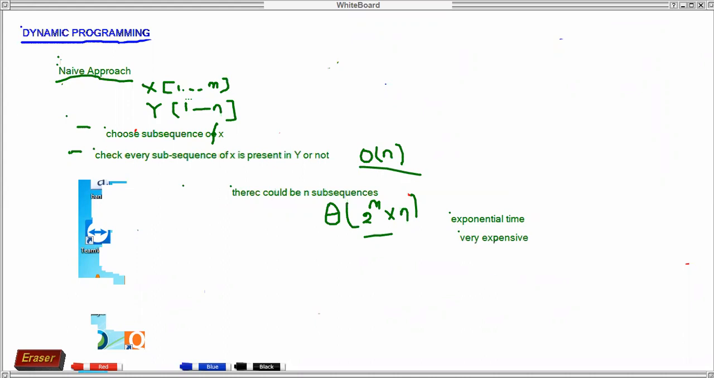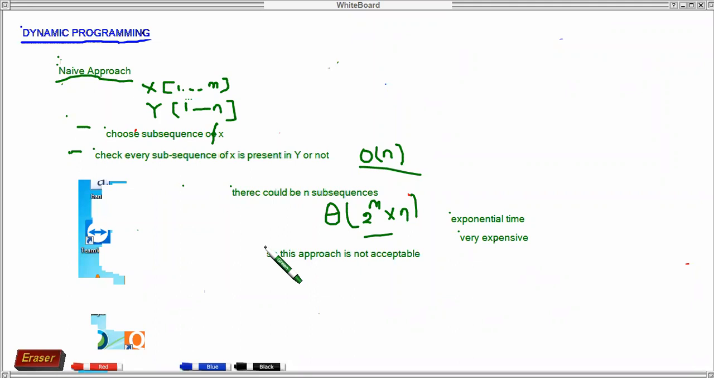So it is not acceptable. If you go on like this, it is very expensive because it is order of 2 to the power m into n. A single check is order of n, so n times 2 to the power something will be very expensive. So this approach is not acceptable. We will not prefer this one.